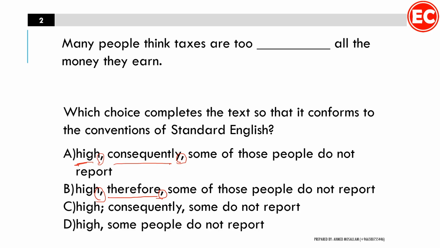Let's read D. In D, we have a comma, then some people do not. Only a comma is not sufficient. We need something to separate two complete sentences. So the semicolon is the only solution here. And then we have the transitional word with a comma after it. And that is perfect.